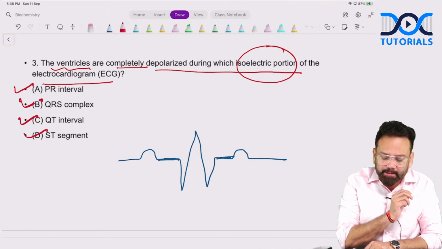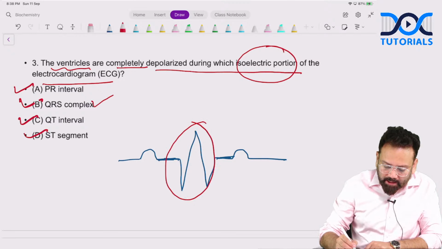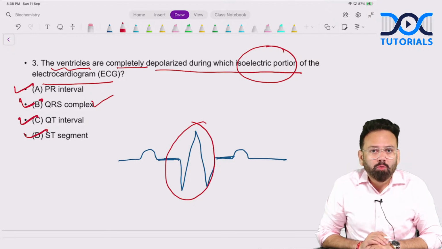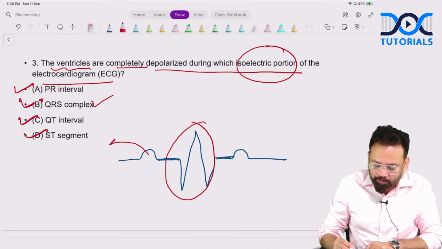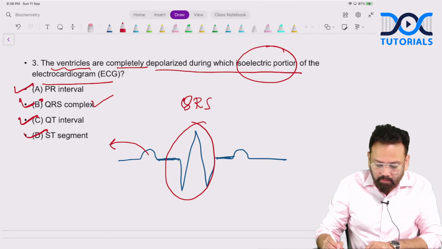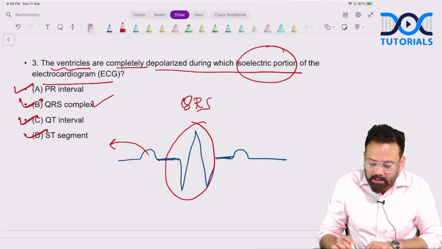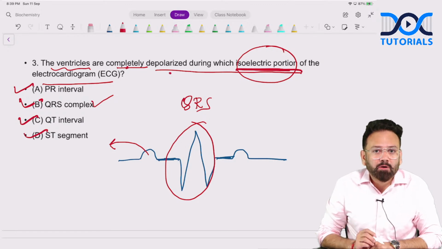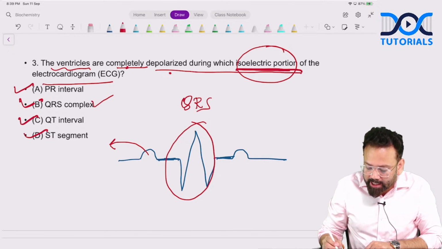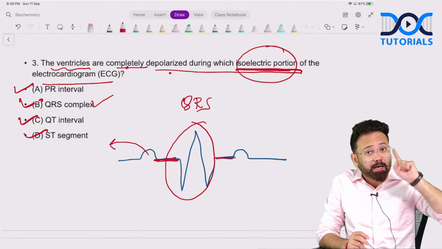Most of you might be thinking that ventricles are depolarized in the QRS complex. Yes or no? Most of you think that atrial depolarization is the P wave and ventricular depolarization is the QRS complex. Is it so? But the question is: ventricles are completely depolarized during which isoelectric portion? What is the isoelectric line? The straight line is called the isoelectric line. QRS would be the correct answer.